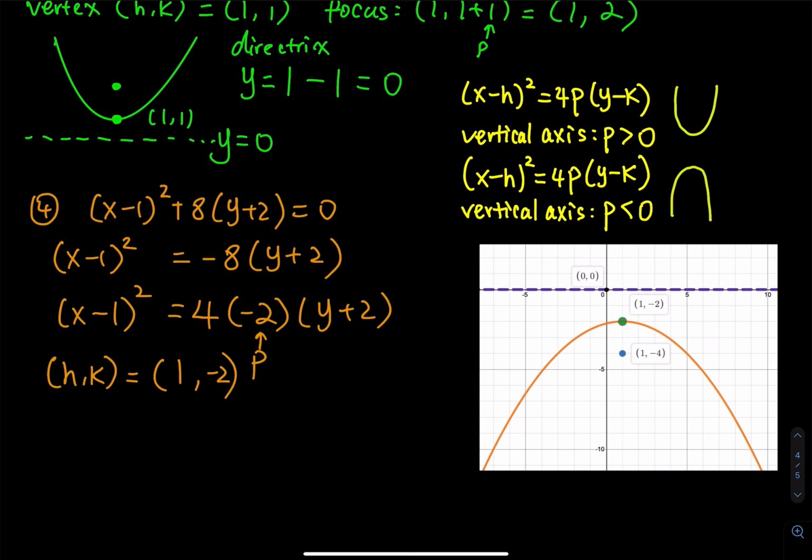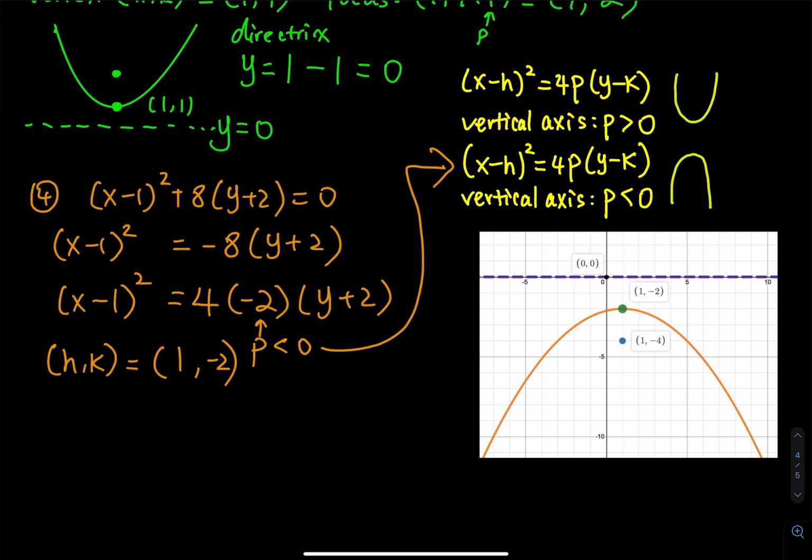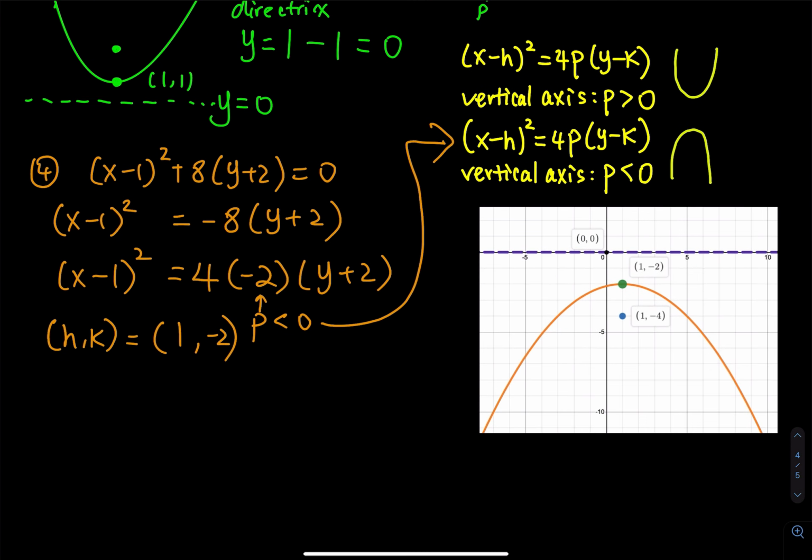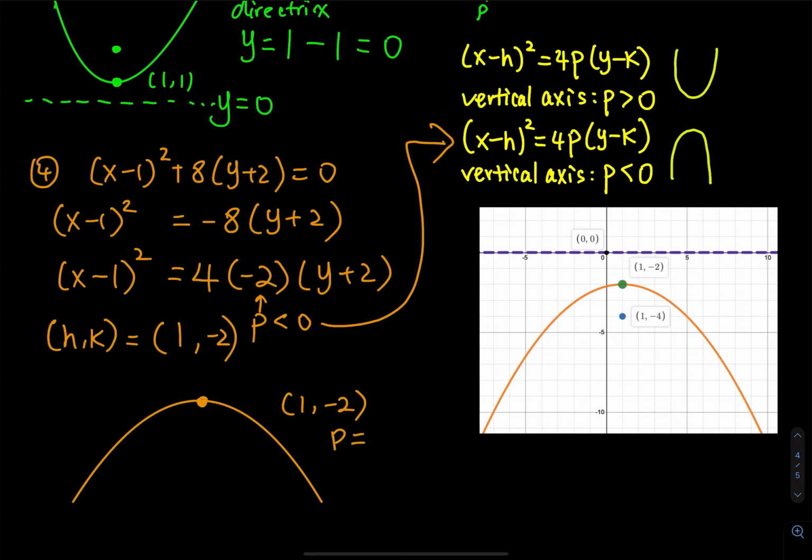So that matches which one? That matches p is negative. So p is negative, and that matches here. The parabola opens down. So here, you got the h comma k, you got the p, so you know that the parabola is facing down. So the parabola looks like that. And here is my 1 comma negative 2, and then p is equal to negative 2, right? So here is the focus, and here is the directrix.